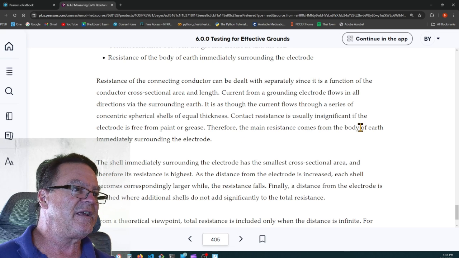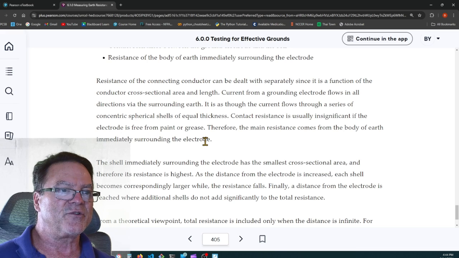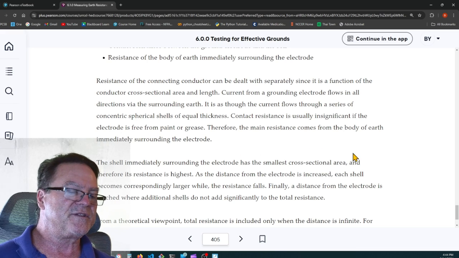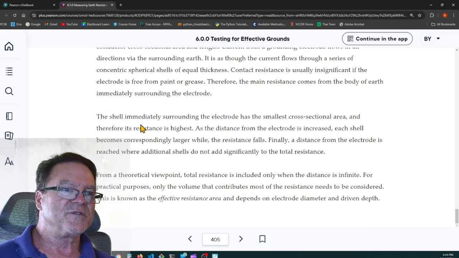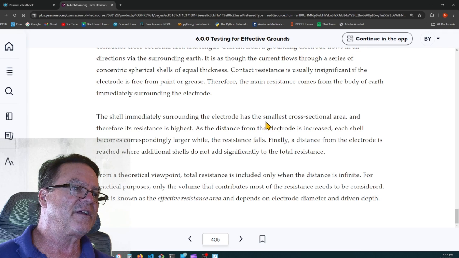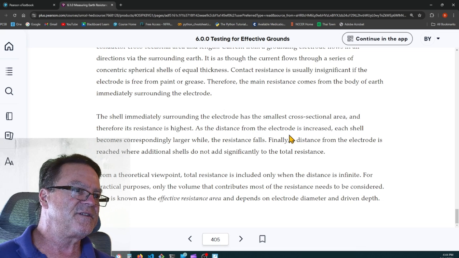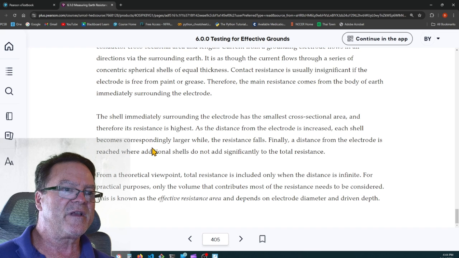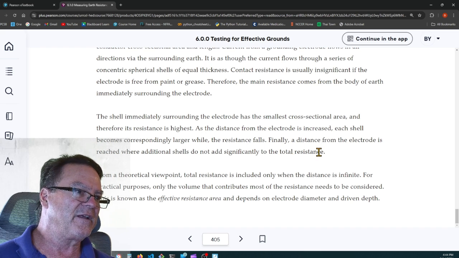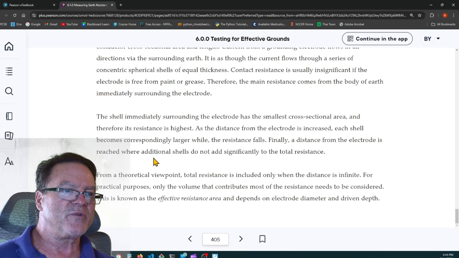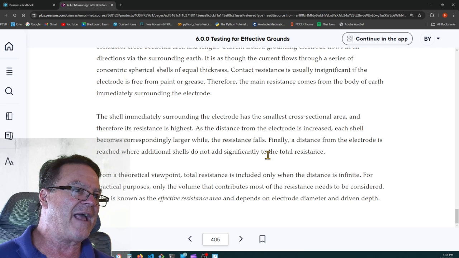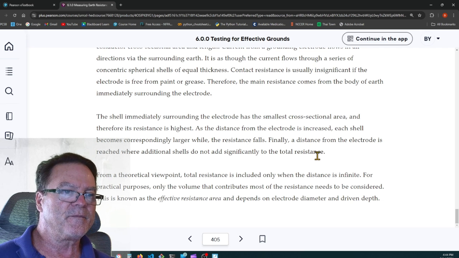Contact resistance is usually insignificant if the electrode is free from paint or grease. It goes on to say the shell immediately surrounding the electrode has the smallest cross-sectional area, therefore its resistance is the highest. As the distance from the electrode is increased, the shell becomes correspondingly larger while the resistance falls. Finally, a distance from the electrode is reached where the additional shells do not significantly add to the total resistance.